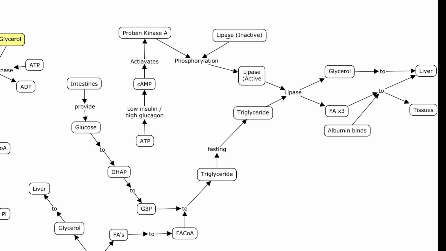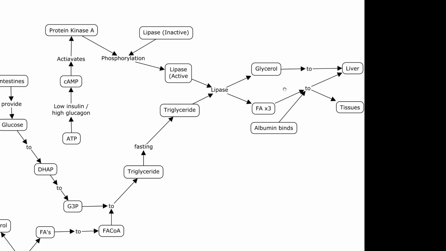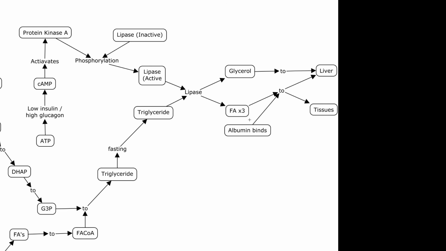So an inactive lipase is going to get phosphorylated, and hey, it becomes active. That lipase is going to break up our triglyceride into glycerol and fatty acids. The fatty acids are going to travel with albumin to the liver and the tissues, and glycerol is just going to go to the liver.